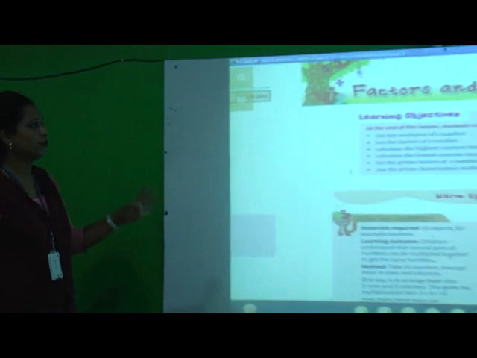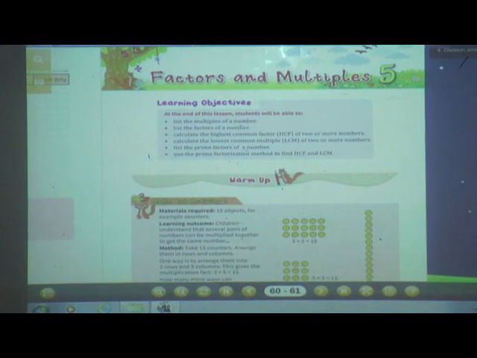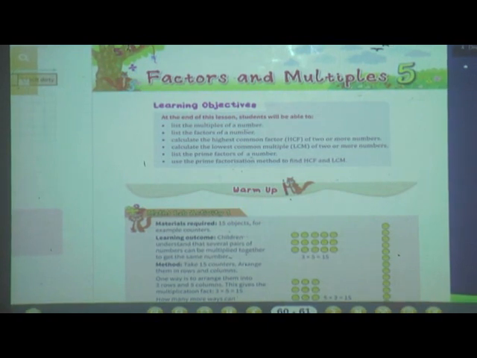See, what are we going to study in this chapter? List of multiples of a number, list of factors of a number, and we are going to study how to calculate the highest common factor, that is HCF of 2 or more numbers, and the lowest common multiple, that is LCM of 2 or more numbers. We are also going to study the list of prime factors of a number and use the prime factorization methods to find the HCF and LCM.